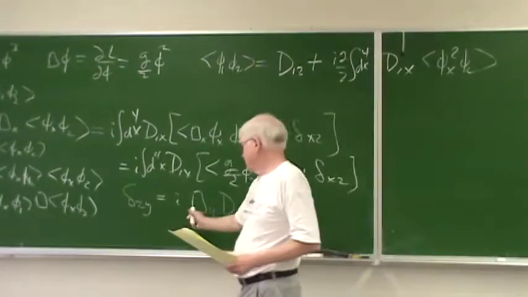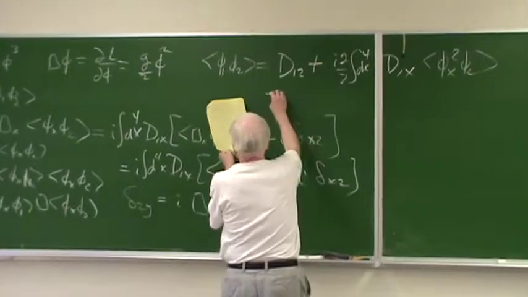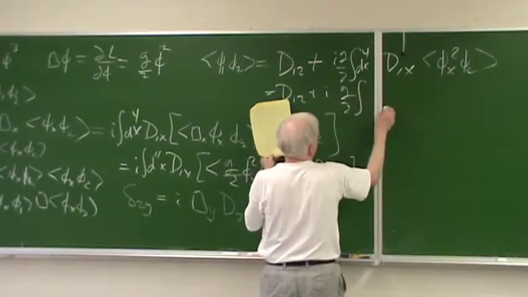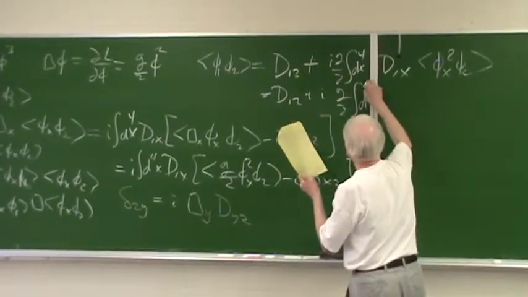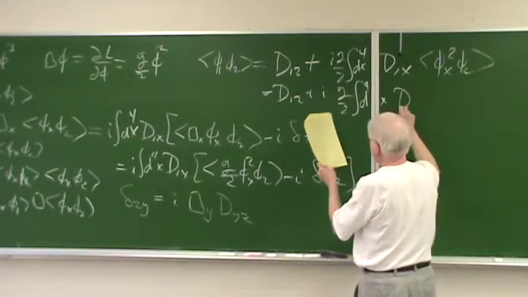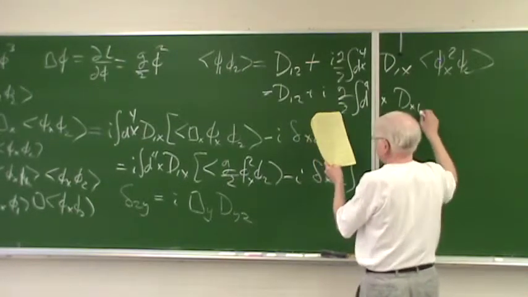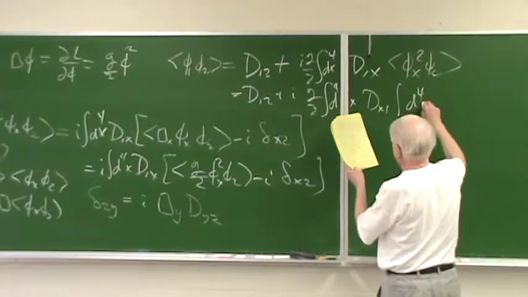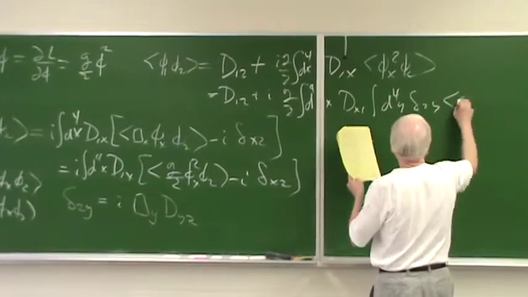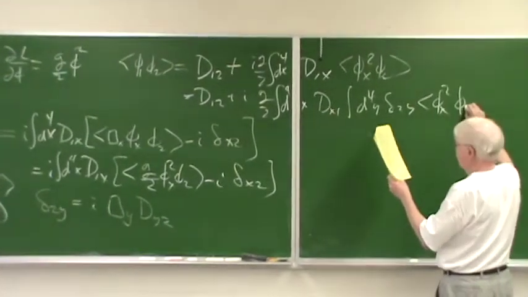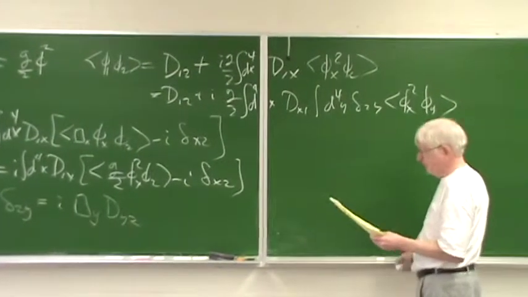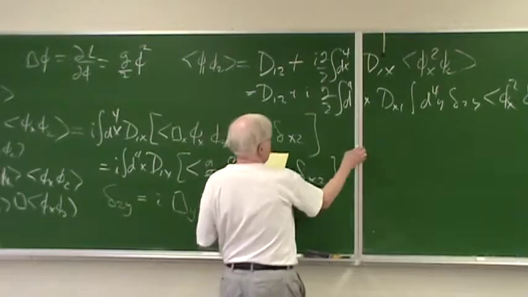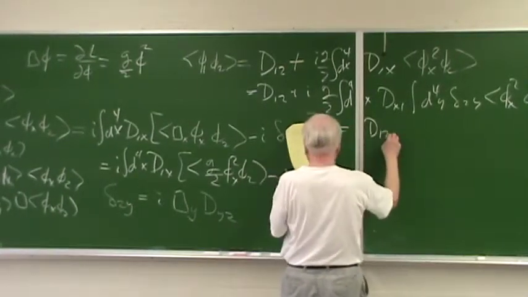Okay, now we're going to use this trick and write this as D12 plus iG over 2 integral d⁴x. d1x and dx1 are the same, and then we're going to write this as integral d⁴y δ²y φ(x)² and then φ(y). And then we're going to write δ²y in this form, and so altogether we get D12.